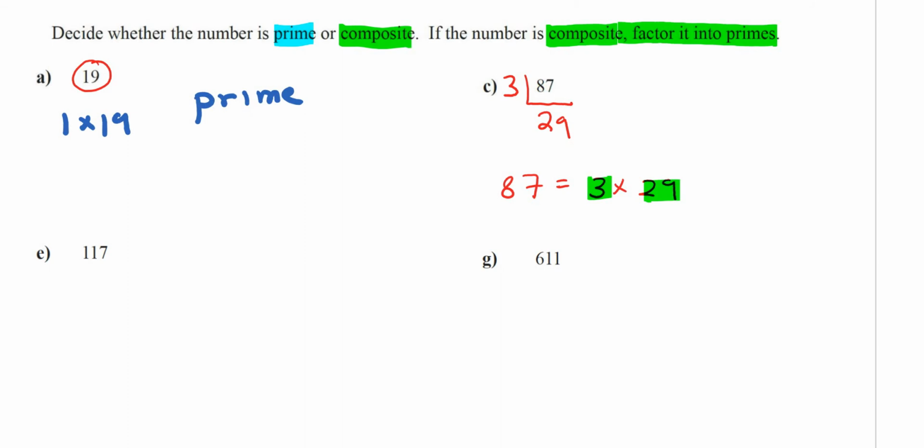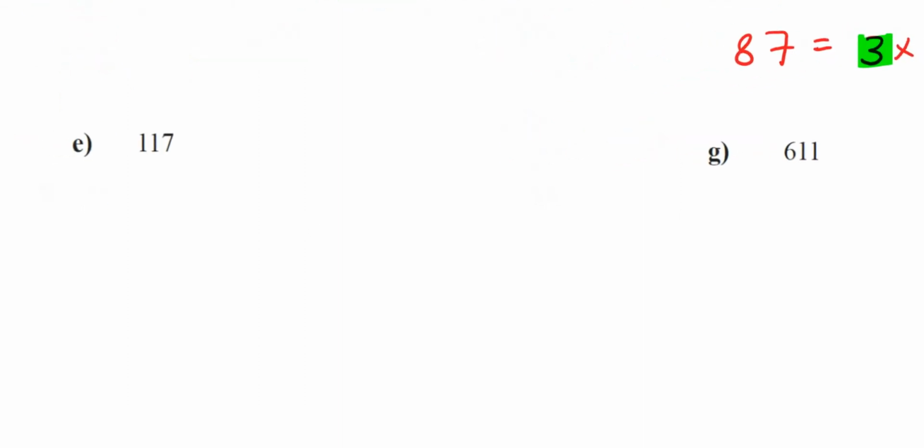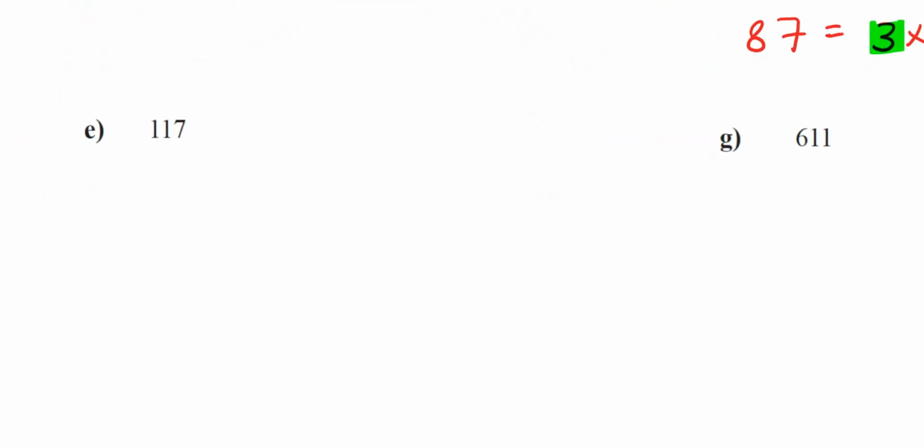Okay, let's move on to letter E, 117. I'm not sure what number will divide 117 nicely. So if I use some of my strategies like adding up the digits, 1 plus 1 plus 7 gives me 8, 9, so 9. Now 9 is divisible by 3, so I know that 3 will divide into 117 nicely. All right, so if I do that, I get 39.